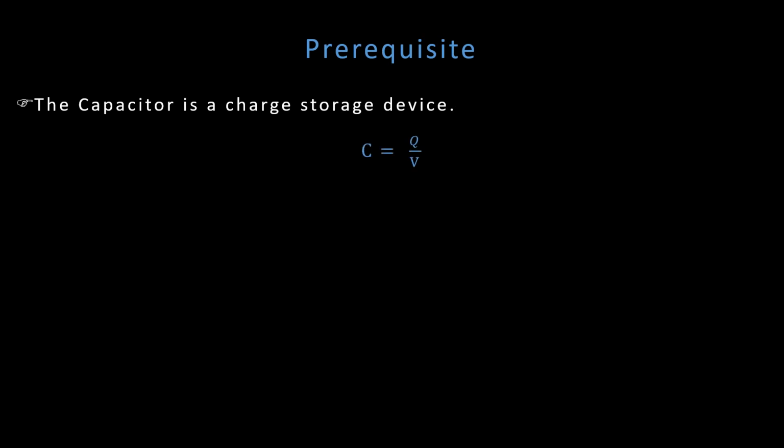To understand today's topic, we just need to know one thing: the capacitance of any capacitor can be given as C is equal to Q by V. So let us start.